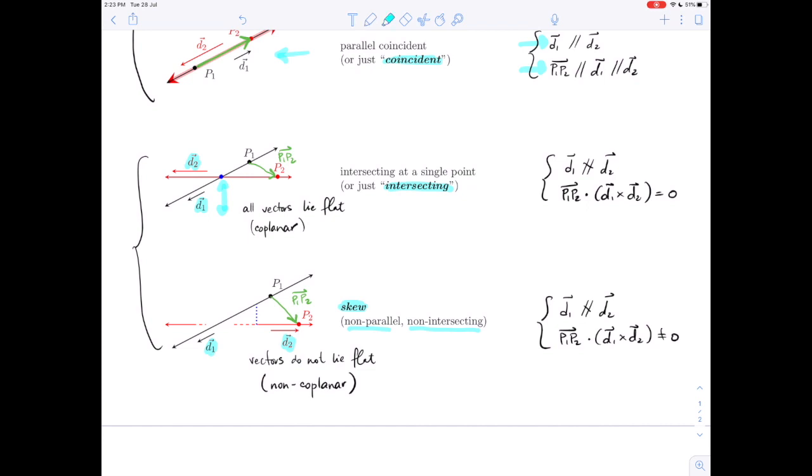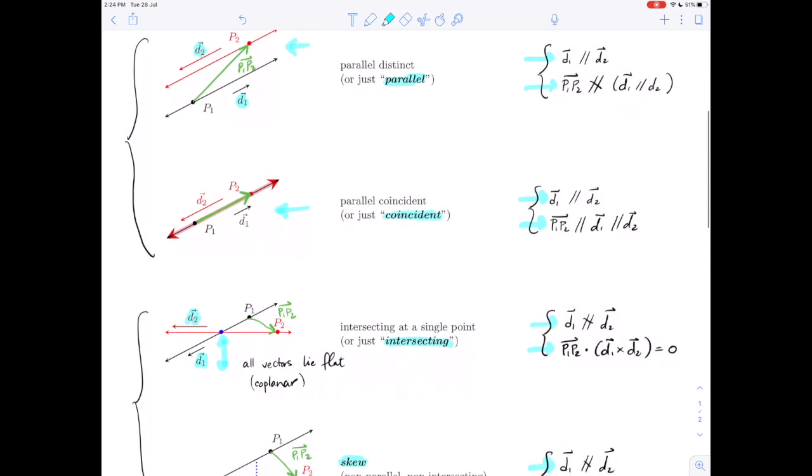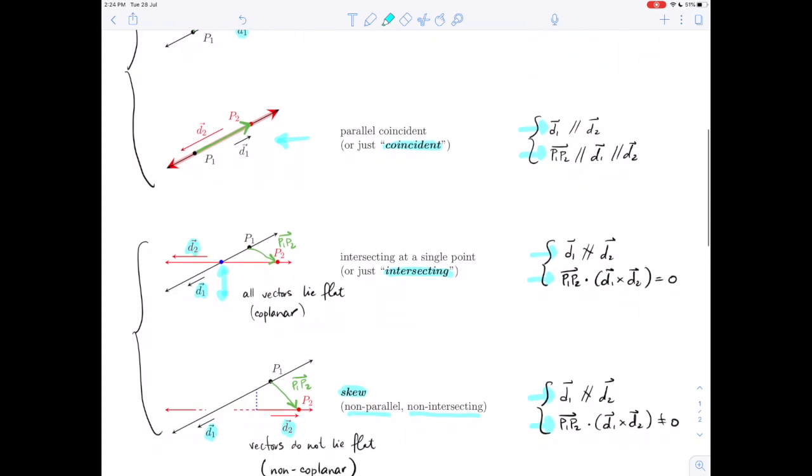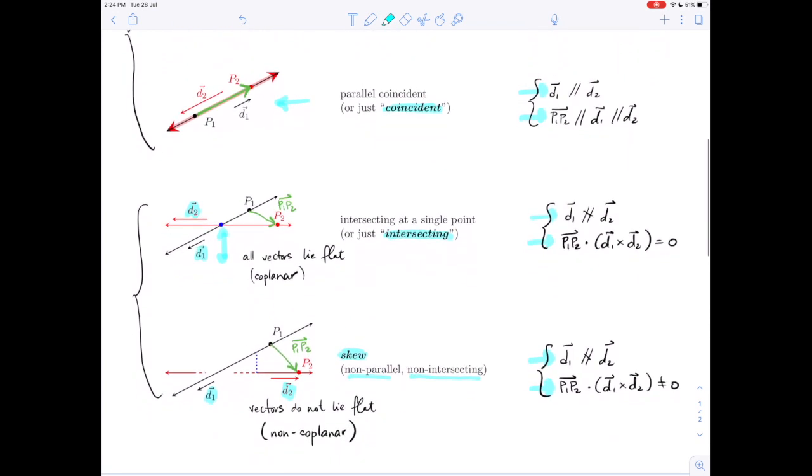So let's just review. Intersecting lines will have non-parallel direction vectors, but coplanar vectors P1P2, D1 and D2. The triple scalar product will be 0. Skew lines will have non-parallel direction vectors and non-coplanar vectors P1P2, D1, and D2. So the triple scalar product of those vectors will be non-zero. So there is a set of vector methods to help us distinguish between parallel, coincident, intersecting, and skew lines.